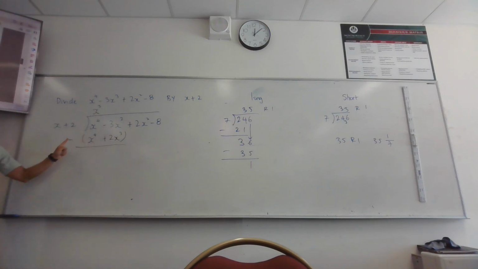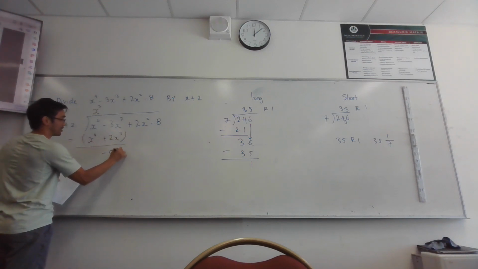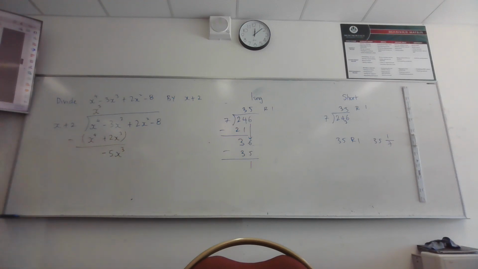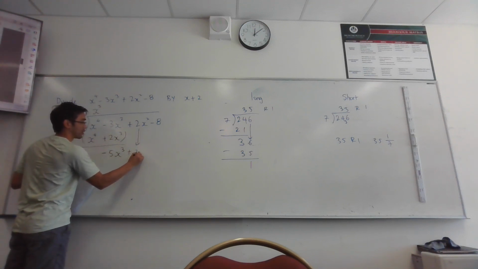Negative 3x cubed, take away 2x cubed. Negative 5x cubed. Okay. What was the next step in long division over there when we found a remainder? What do we do? Not quite. Look at my arrows. You bring it down. We pull down the 2x squared.